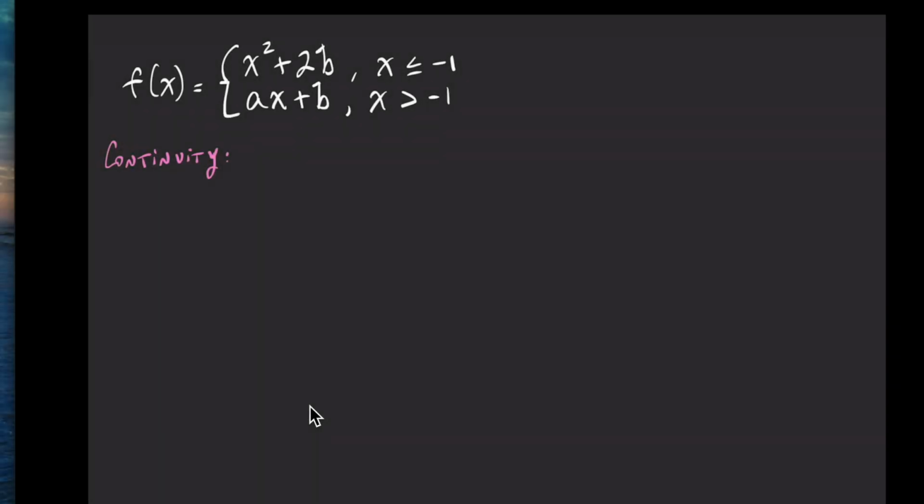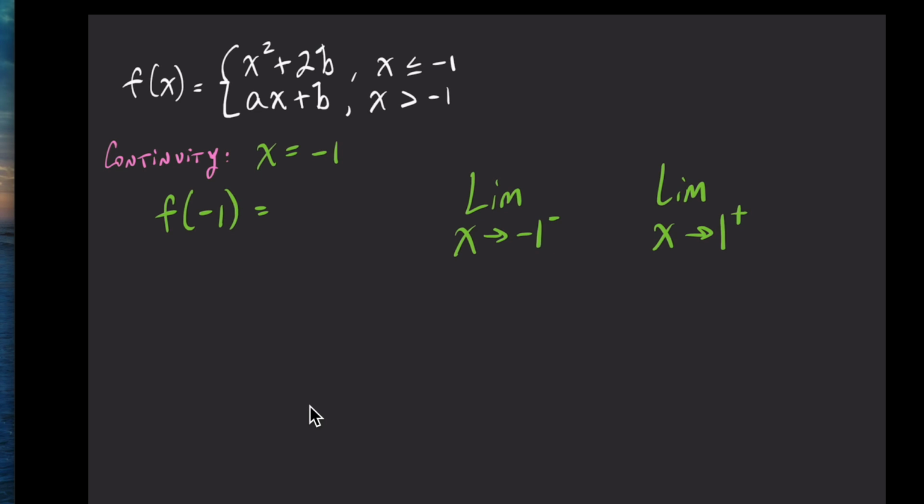First, let's look at continuity at x equals -1. Okay, in order for the function to be continuous at x equals -1, three things have to happen. First, f of -1 has to exist. We're going to find that in a moment. And second, the limits as x approaches -1 from both the negative side and the positive side have to exist. And finally, all three of these values have to agree.